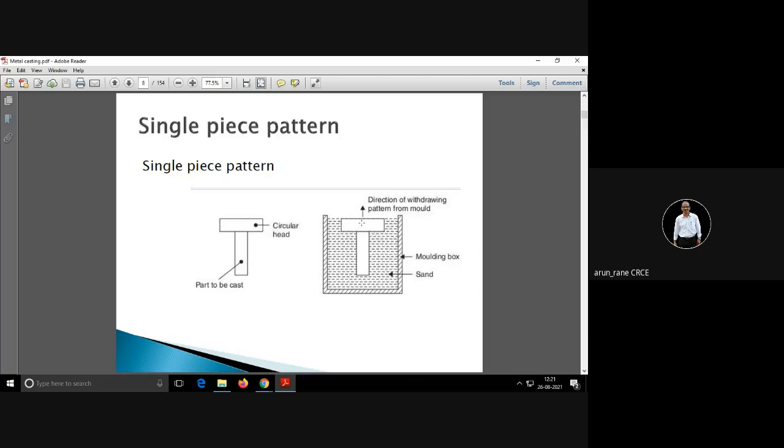Now, this is a one piece pattern and this can be removed once the sand is rammed. Then you have to just pull this pattern. That means here what you have to do is have some pulling arrangement, that is you can keep a screw in it, so that you can pull the pattern with the help of the screw.